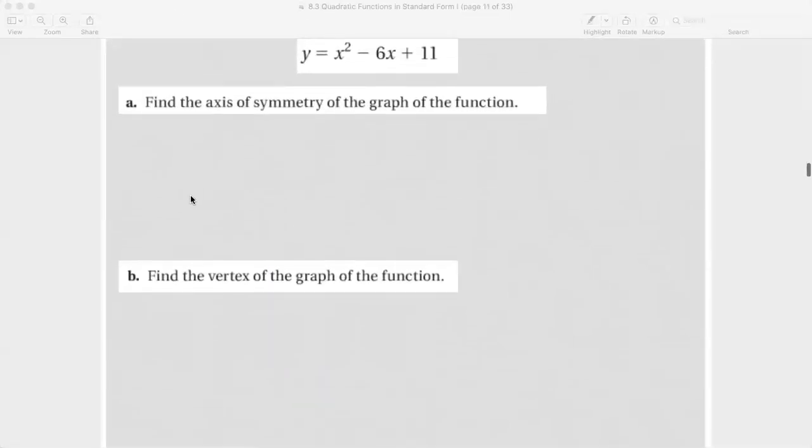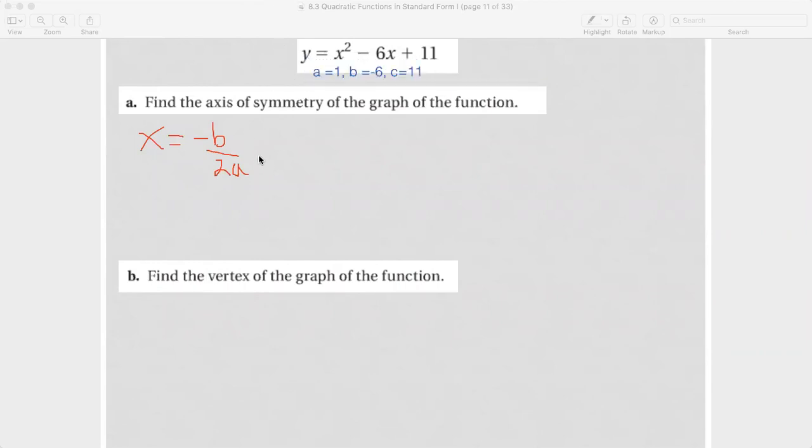Okay, so why don't you guys pause it and try this one on your own and then push play when you're ready. Okay, so let's find the axis of symmetry. So that is the formula that we're memorizing. X equals negative b over 2a. And let me go ahead and identify my a, b, and c here. A is 1, b is negative 6, c is 11.